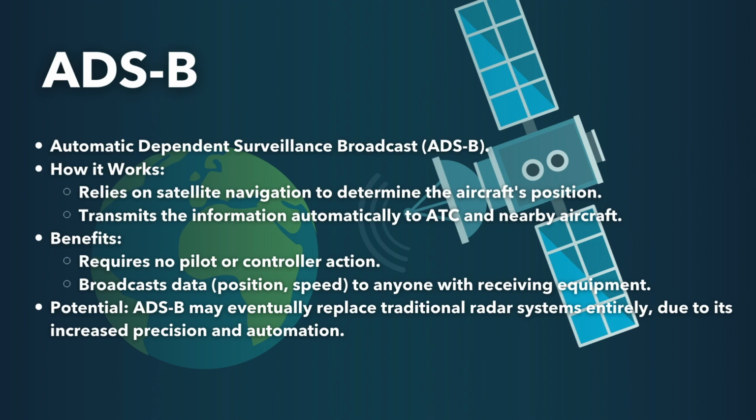replace traditional radar systems. ADS-B references satellite navigation systems to determine an aircraft's position, automatically transmitting this information to air traffic control and other aircraft in the vicinity without any pilot or controller action. ADS-B's capability to broadcast precise location data to anyone with receiving equipment marks a significant advancement in air traffic surveillance technology, promising to further improve both the safety and efficiency of the air traffic management system.